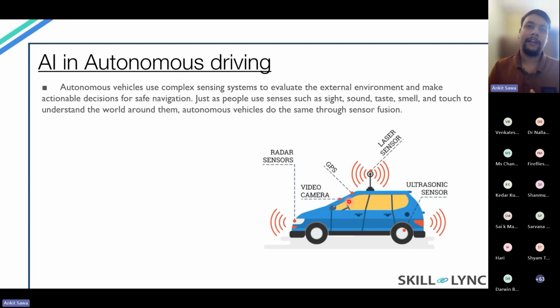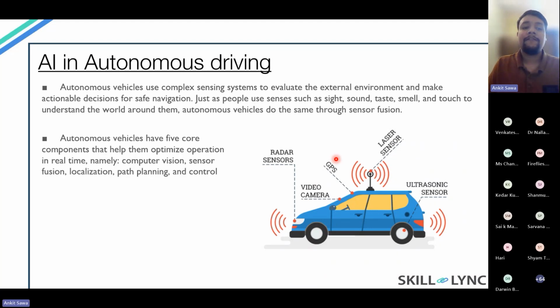Now, based on the different types of data it has received, it processes all those data and makes some sense out of it, which is the next decision making. So it's basically a complex sensing system to evaluate the external environment and make some actionable decision for safe navigation. Just as people use senses like sight, sound, taste, smell, and touch to understand the world around them, autonomous vehicles do the same through sensor fusion. And we are going to talk about sensor fusion. Sensor fusion is nothing but processing all this data from all the sensors together.